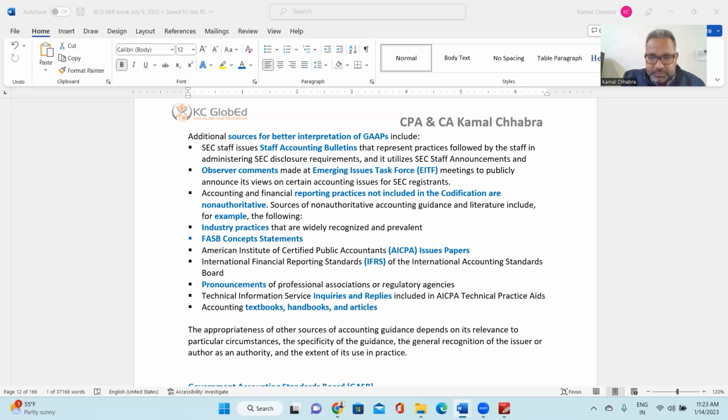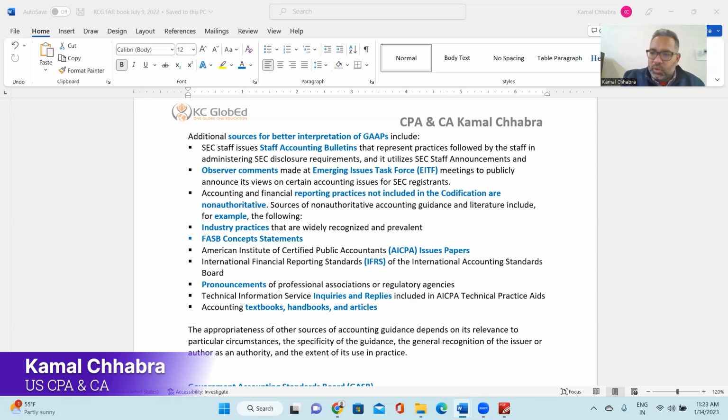Right? So you can refer, if you are doing accounting for a listed company, then a good source is the SEC staff issued Staff Accounting Bulletin. You can consider the Staff Accounting Bulletin as representing the practice followed by the staff in the administration of SEC disclosure requirements, and utilize SEC staff announcements.